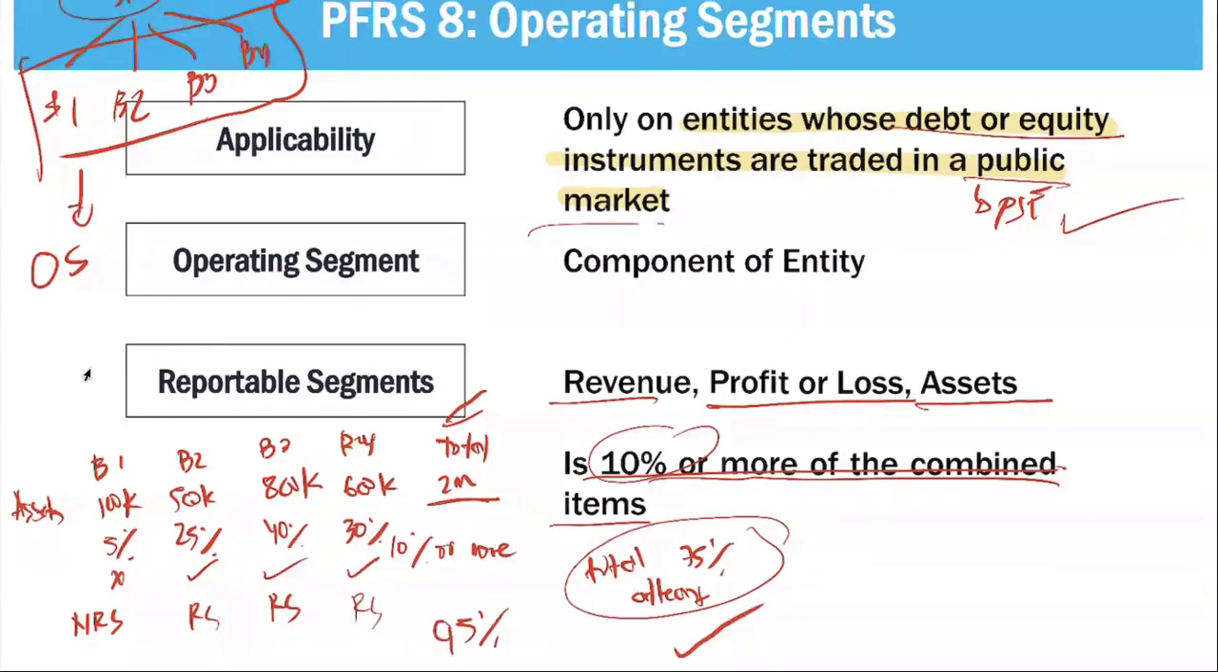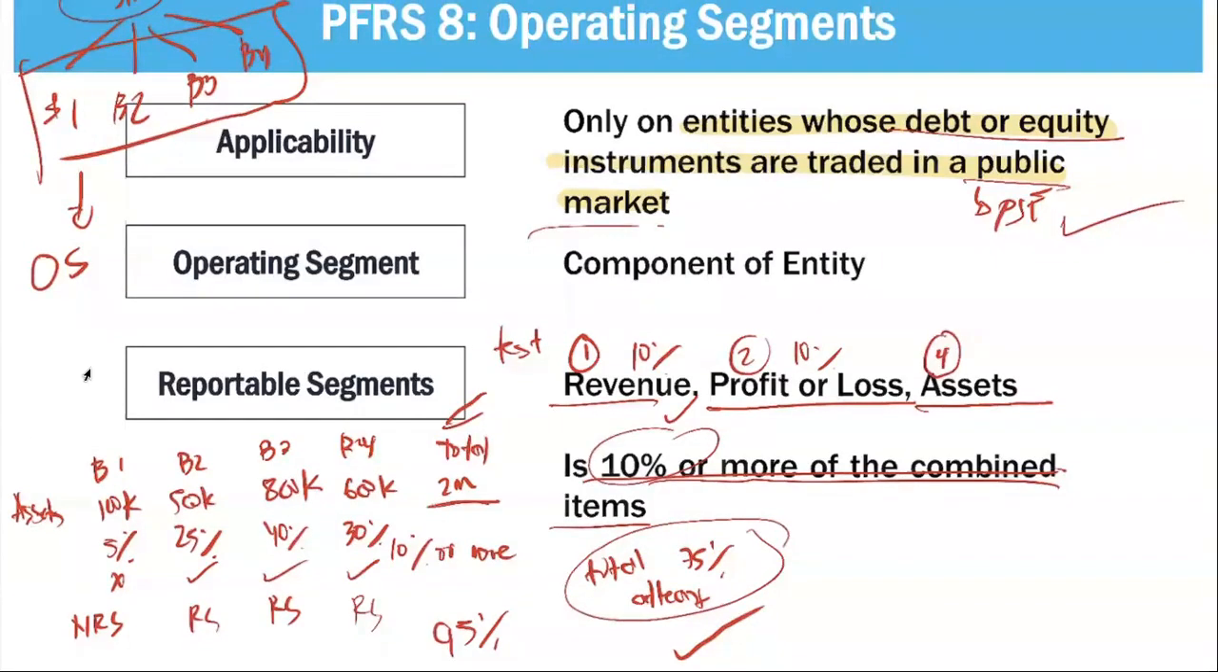When can we say it is reportable segments? What are the tests? Test it first on your revenue. If it's 10% or more of the combined revenue, you can also test it on your profit or loss, 10% or more of the profit or loss. Lastly, 10% or more of your assets.